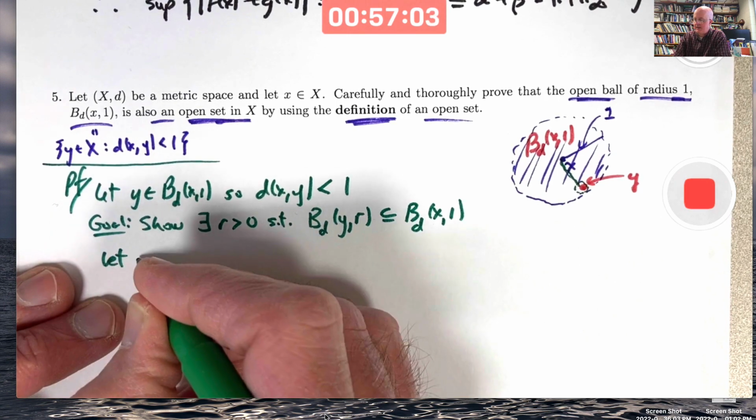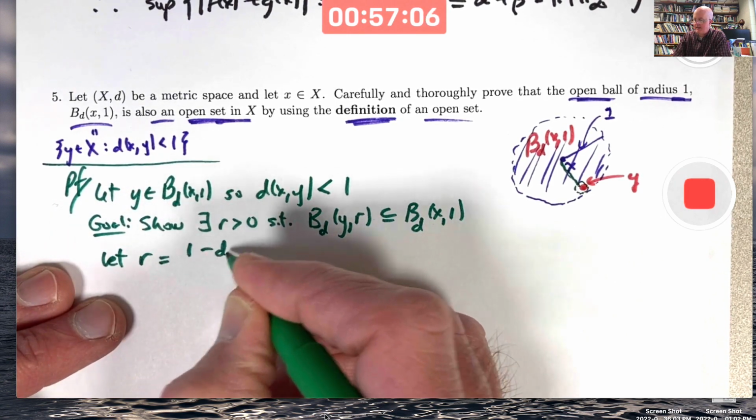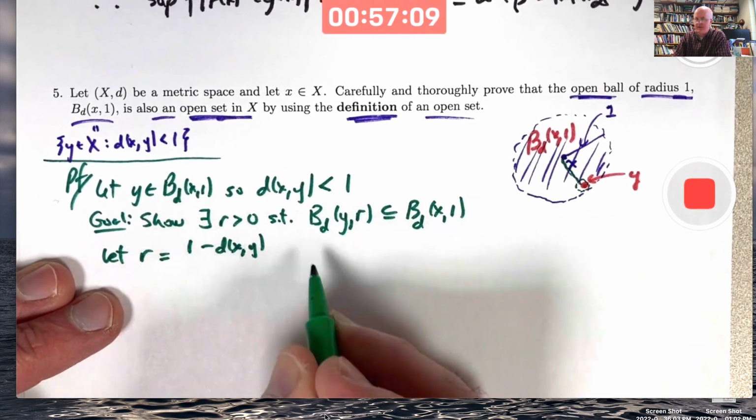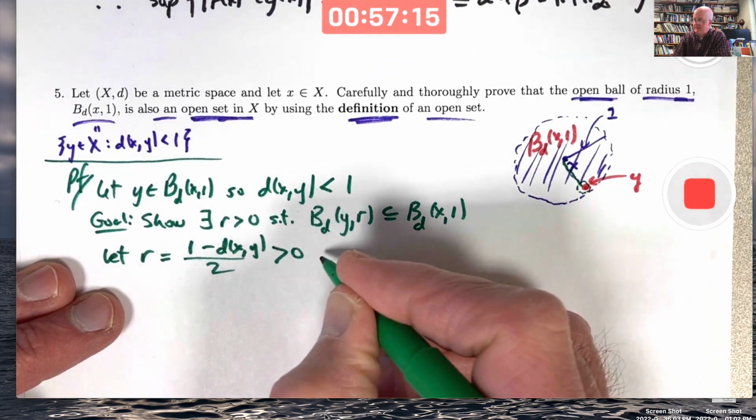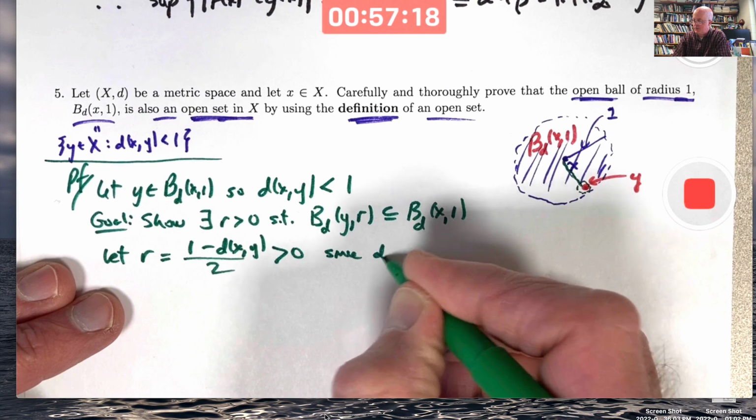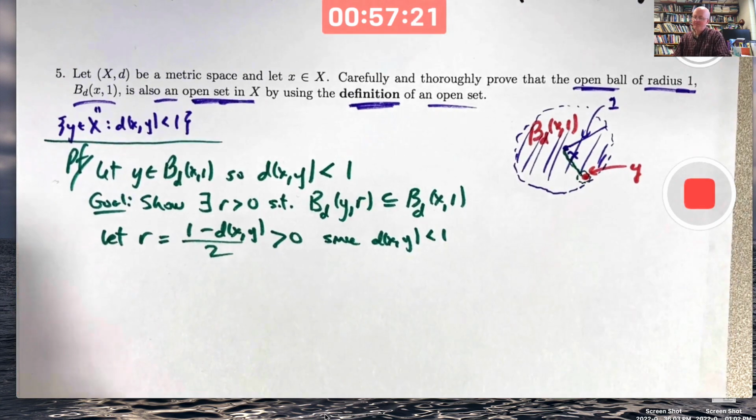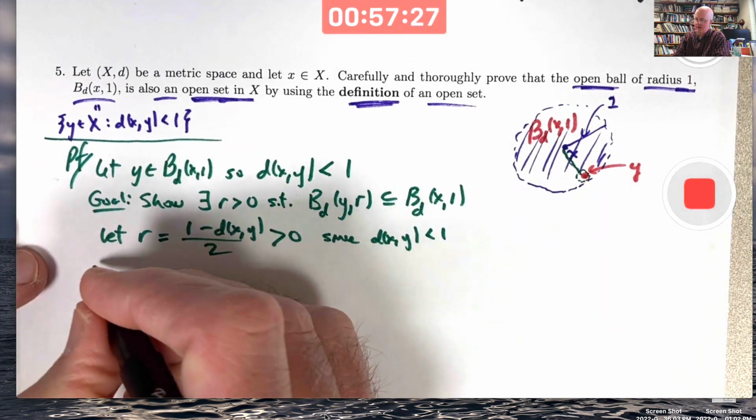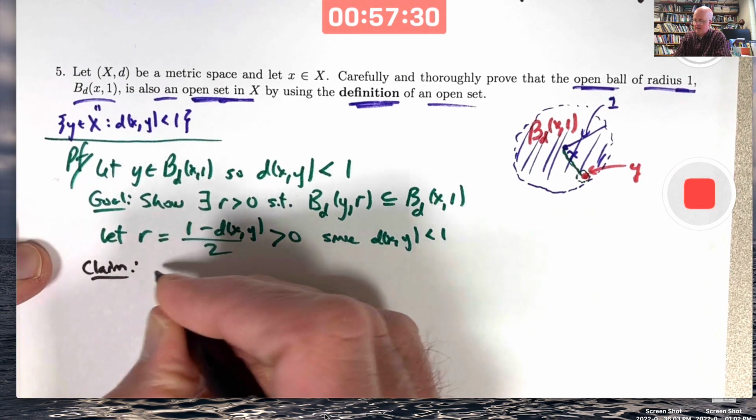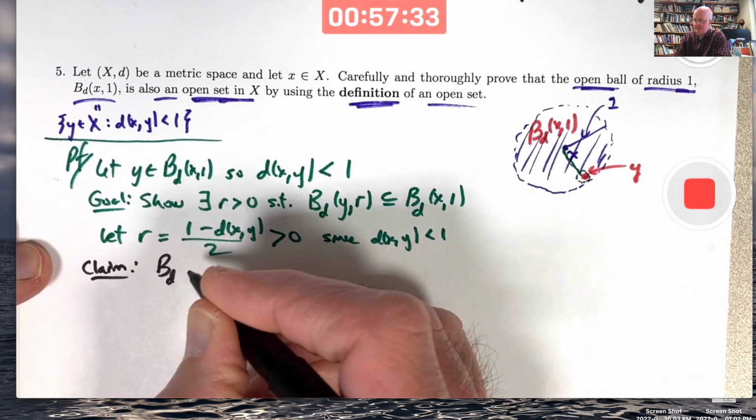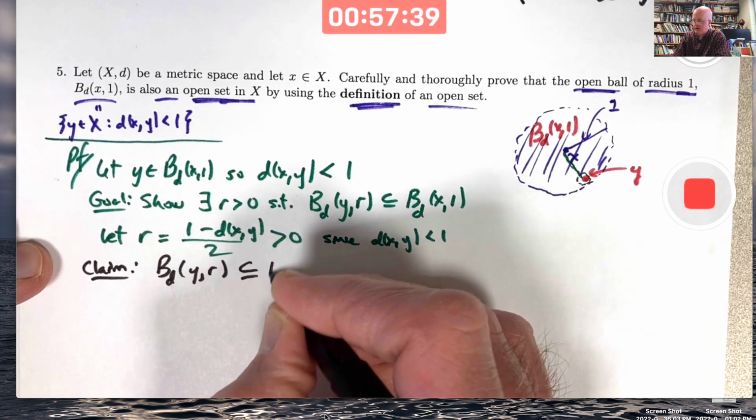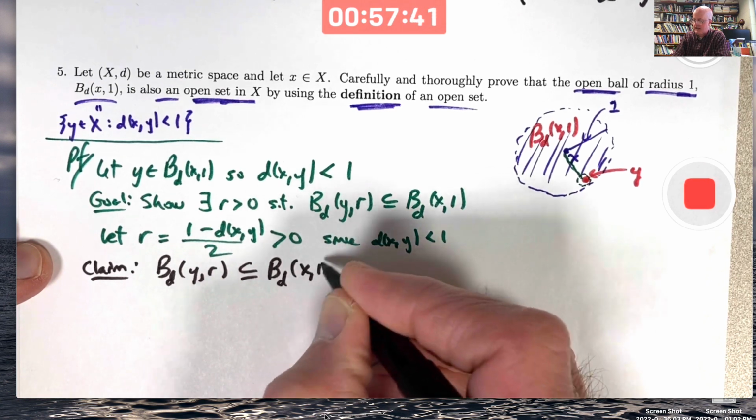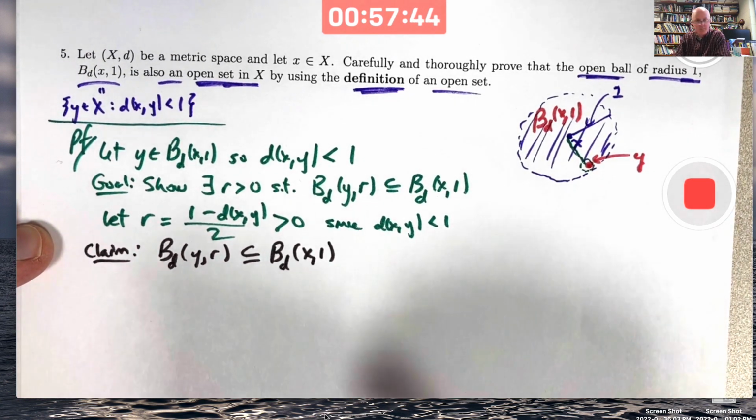We think that any positive number smaller than that will work. How about take that difference over 2? That is positive since the distance between x and y is less than 1. Our claim, at least it's a claim that we hope is true, is that the open ball, with respect to this metric, of radius r centered at y is in fact a subset of the original open ball of radius 1 centered at x. And if we can prove that, then we'll be done.